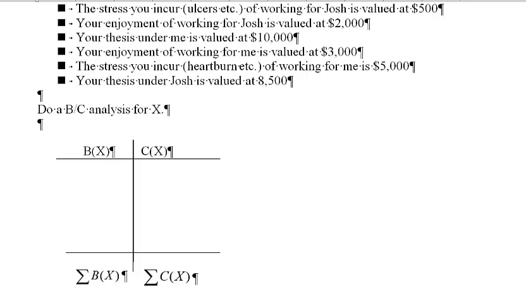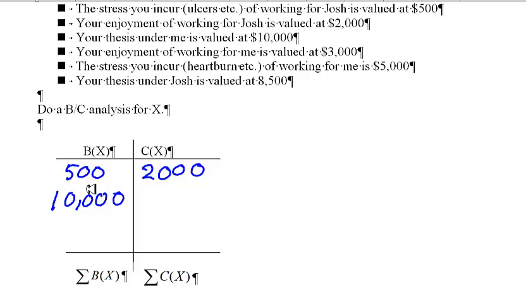The activity X is working for me. The stress that you incur of working for Josh is valued at $500. If you work for me, you don't have to work for Josh. So you have a benefit of working for me, and that is you don't have to incur the stress of working for Josh. So that's a benefit. Your enjoyment of working for Josh is $2,000. But if you work for me, you don't work for Josh, and so you're going to give up that enjoyment of $2,000.